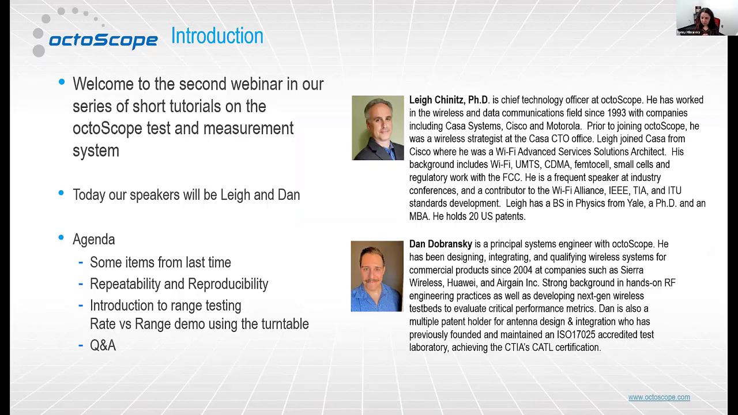Both guys have had lots of experience in the Wi-Fi industry and wireless industry in general. Lee has been with key companies including Casa Systems, Cisco, and Motorola. And he has been involved with standards activities including FCC, IEEE, Wi-Fi Alliance, TIA, and ITU. He holds 20 patents. And Dan has been in the wireless industry since 2004, again in important companies such as Sierra Wireless, Huawei, and Airgain. And Dan has a strong RF background and has a lot of knowledge in how Wi-Fi testing works.